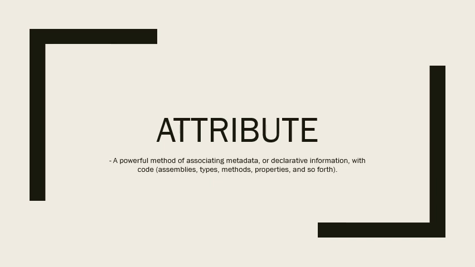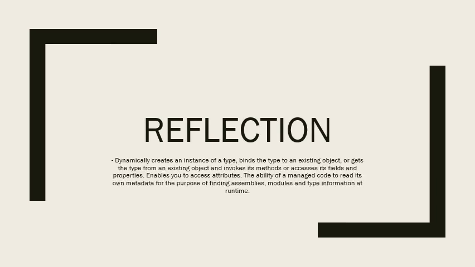Attribute, a powerful method of associating metadata or declarative information with code. In other words, assemblies, types, methods, properties, and so forth. Reflection dynamically creates an instance of a type, binds the type to an existing object, or gets the type from an existing object and invokes its method, or accesses its fields and properties, enables you to access attributes. The ability of managed code to read its own metadata for the purpose of finding assemblies, modules, and type information at runtime.